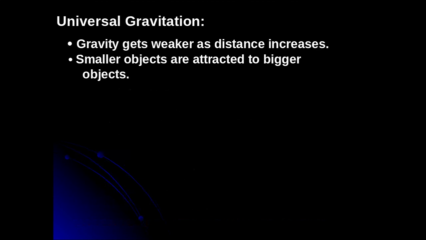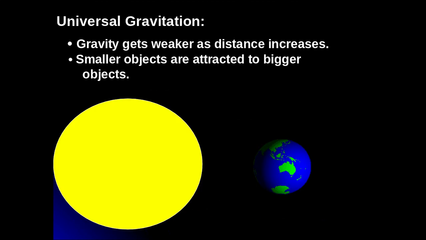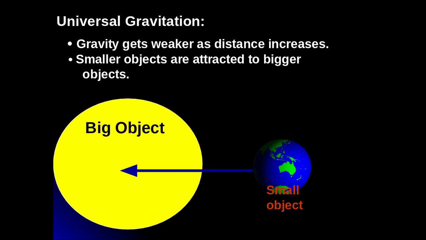And so under the universal gravitational theory, Newton has taught us that gravity gets weaker as distance increases. This is evidenced by the farther you move away from Earth, the Earth's gravitational pull gets less and less. And you've seen films and pictures where people are floating around in their spaceships. Smaller objects are attracted to bigger objects. So in this diagram here, which is not to scale, I show the sun, I show the Earth. The sun is the bigger object, Earth the smaller object. Earth is going to hang around because of the gravitational pull.